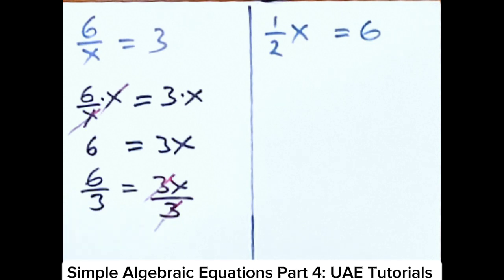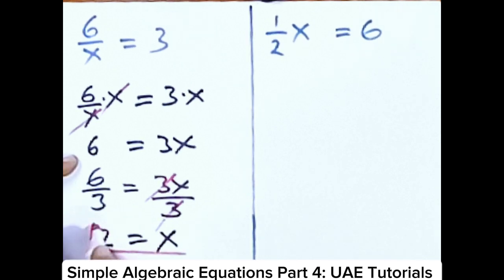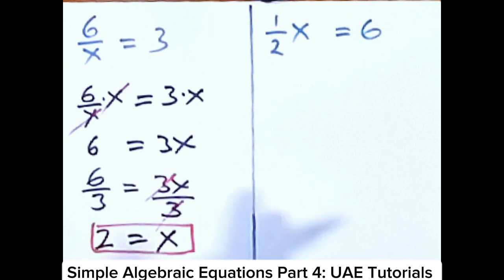So when 3 divides 6, what do we get? When 3 divides 6, the answer is 2. Here, the x is now free on one side. And guys, that is our answer. X equals 2. Irrespective of the way it is arranged, this is the answer. X equals 2.